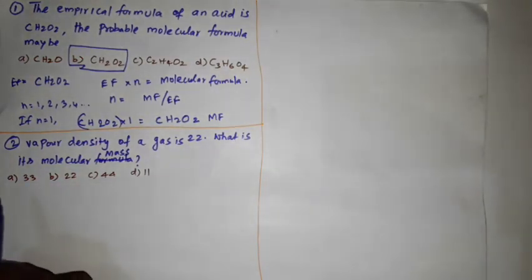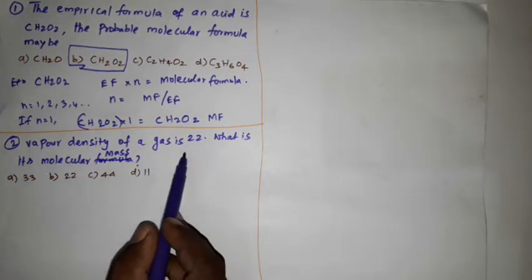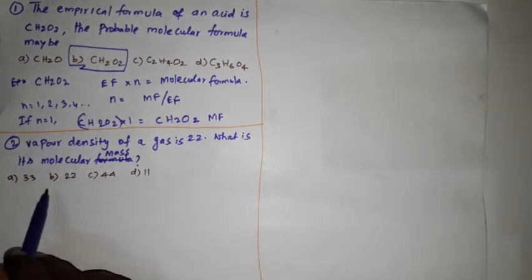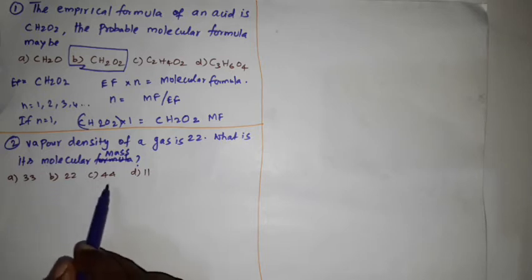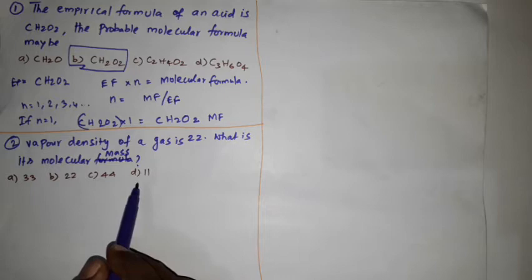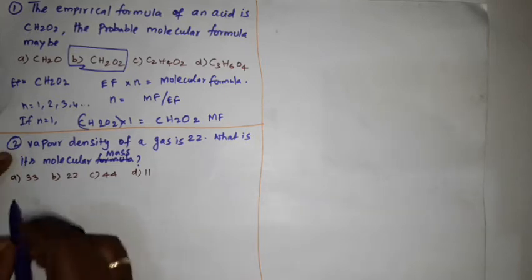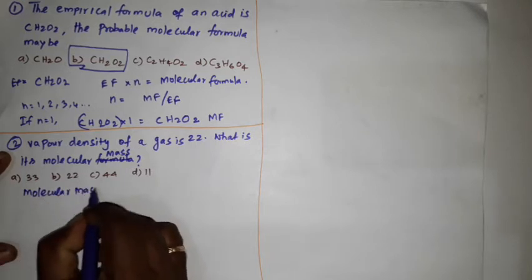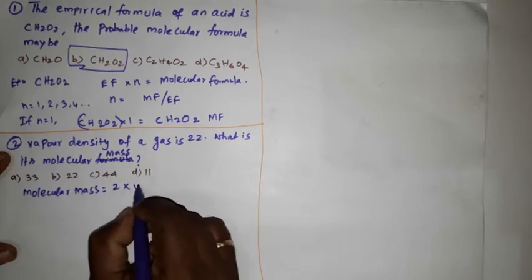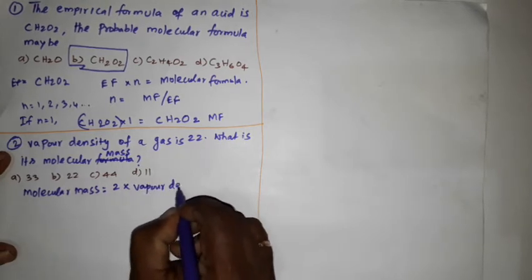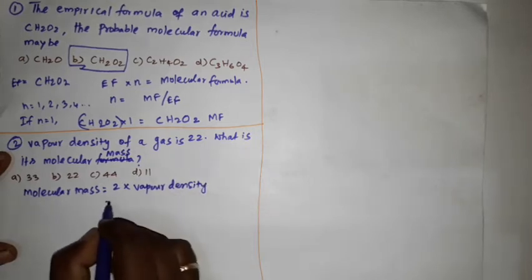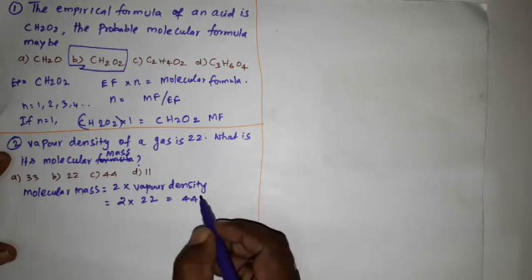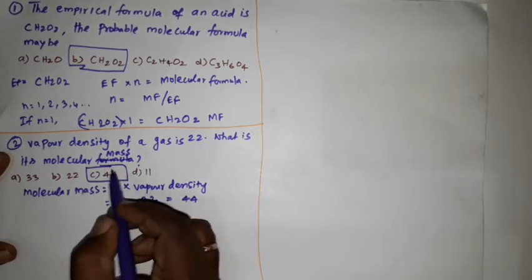So now question number 2. Vapor density of a gas is 22. What is its molecular mass? Option A 33, option B 22, option C 44, option D 11. Okay, so molecular mass equals 2 into vapor density. Here the vapor density is 22, so the answer will be 44. Option C is the correct answer.